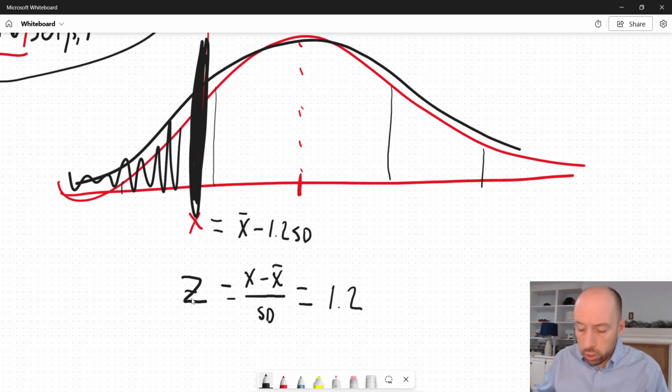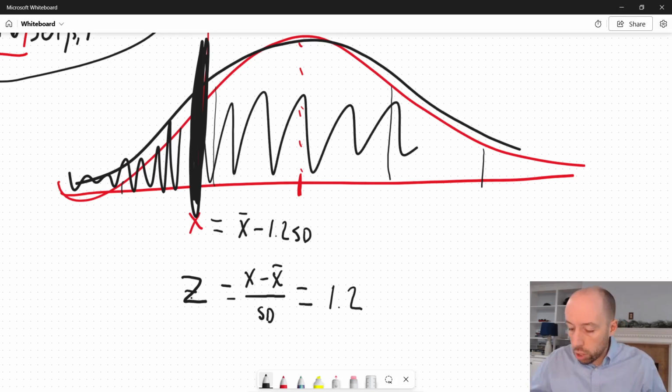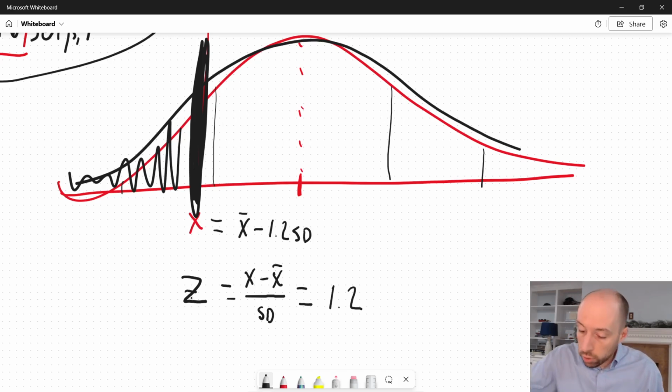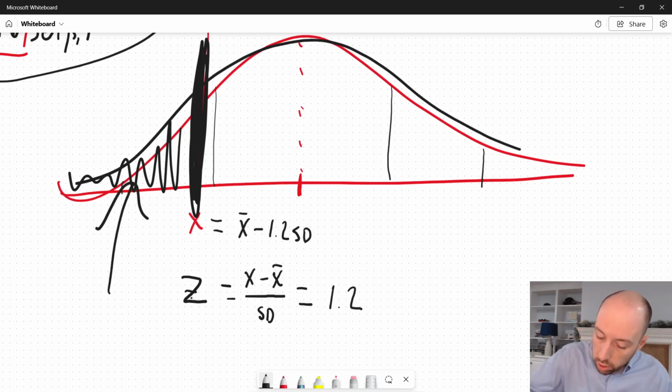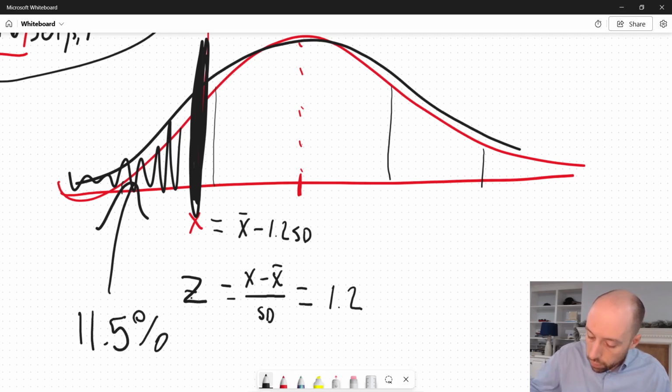Notice it's not a confidence interval. We're not talking about how much of the stuff is in the middle. I'm talking about how much of the stuff is over here on the left. This is 11.5% on the left. So how will I build a confidence interval for 99%?